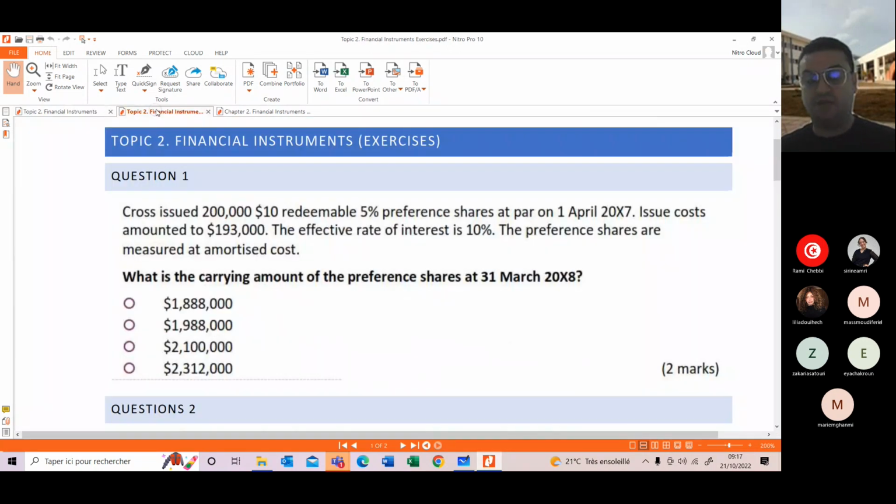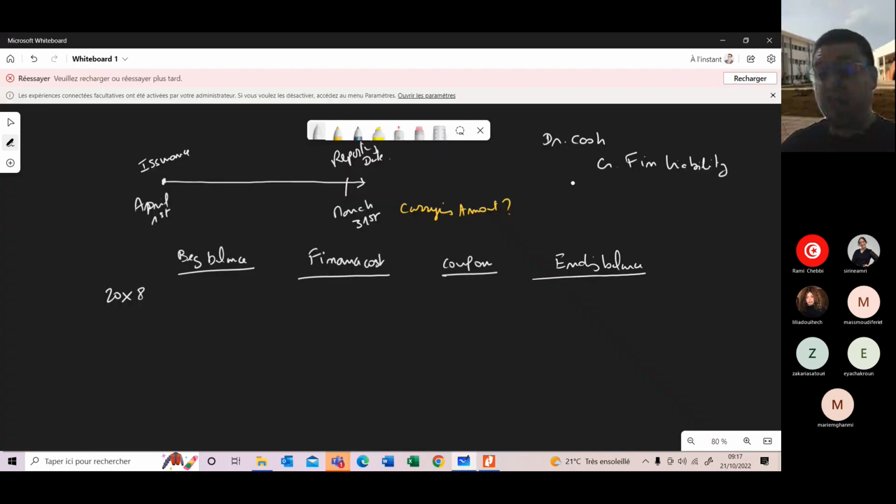Obviously, yes. You have 193. And because we are taking the perspective of the issuer, it's a financial liability. And if it is a financial liability, it's not 2 million, but it's going to be 2 million minus 193. So in other words, the beginning balance that you have to work on is the initial recognition. It's going to be 200,000.